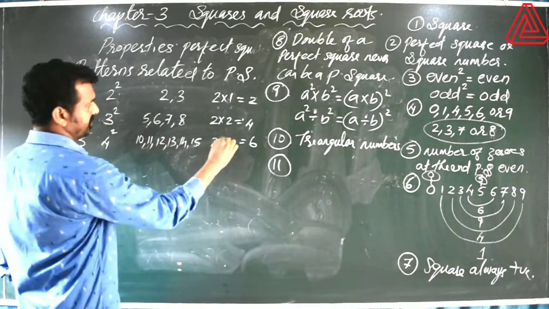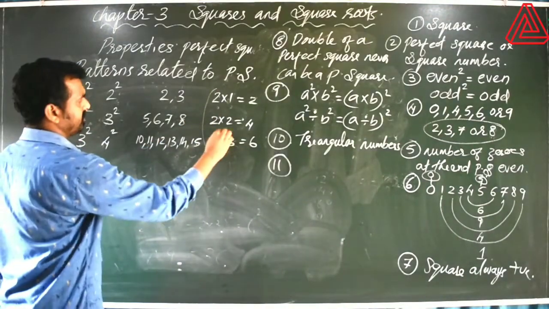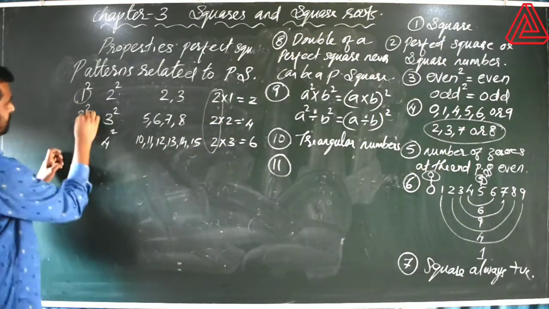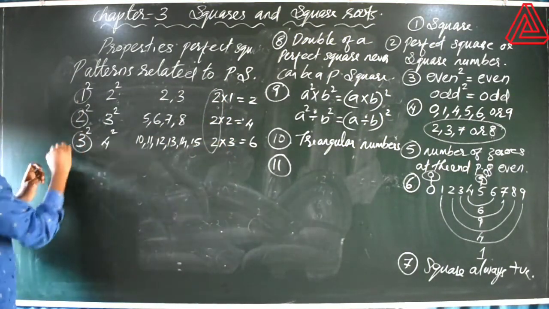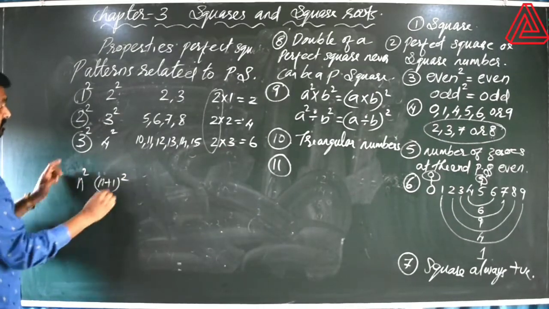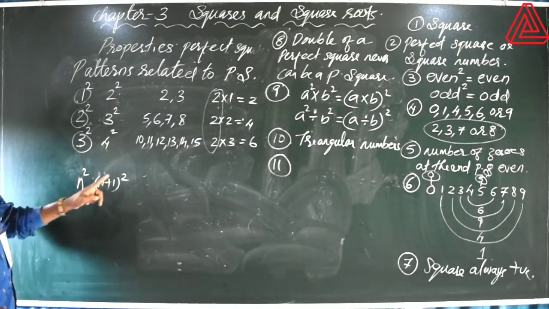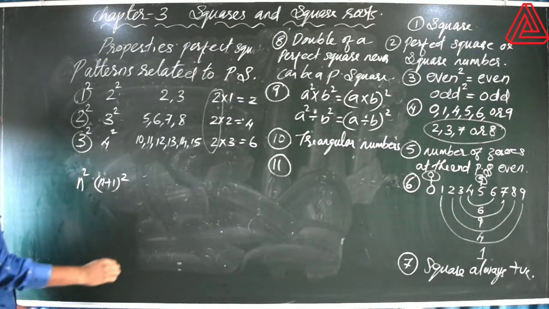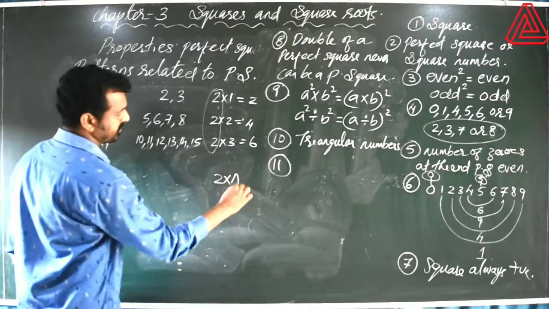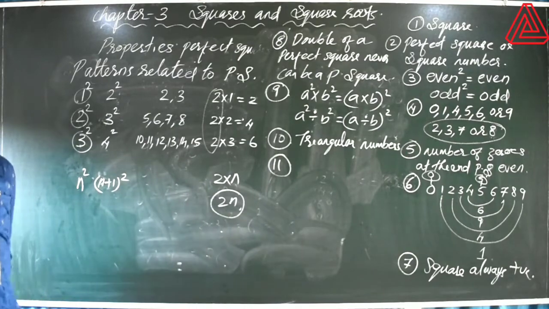Yes, 2 into which number? 3. See, 2 is common, so always you have to multiply by 2, then this first number, and here 3 is the first number. So between n square and (n plus 1) square, how many numbers will be there? 2 into n, that is 2n numbers will be there between n square and (n plus 1) square.